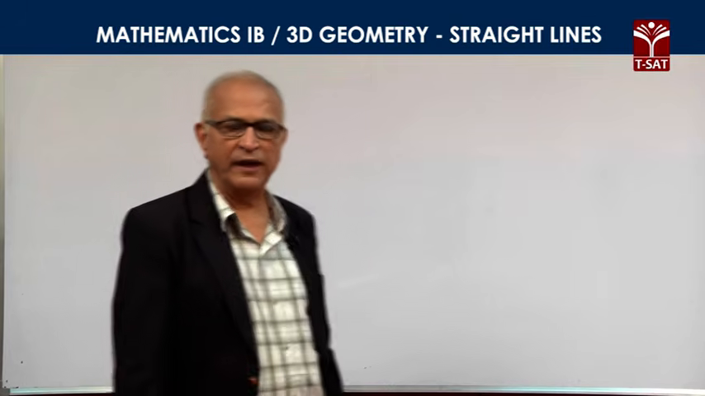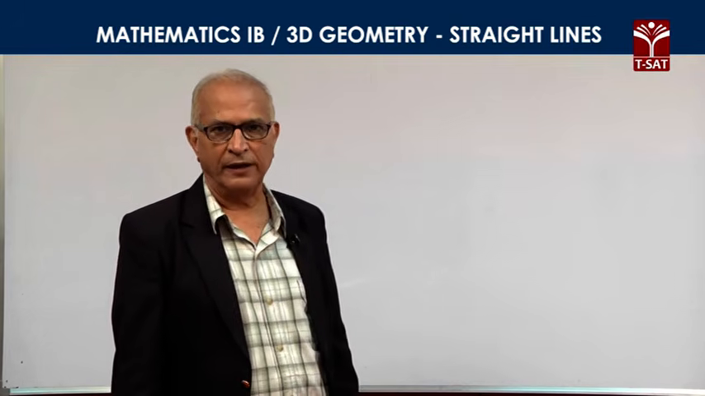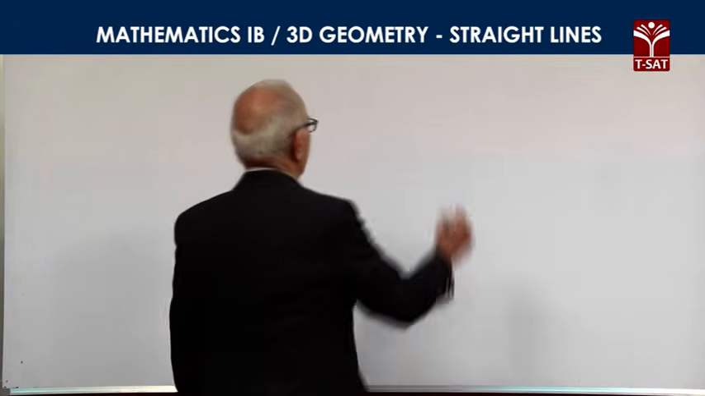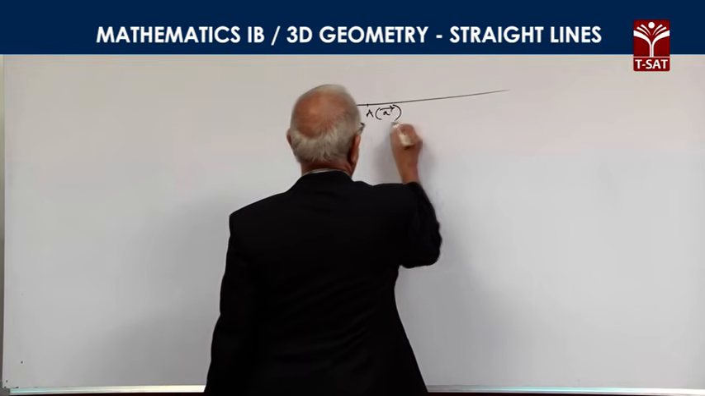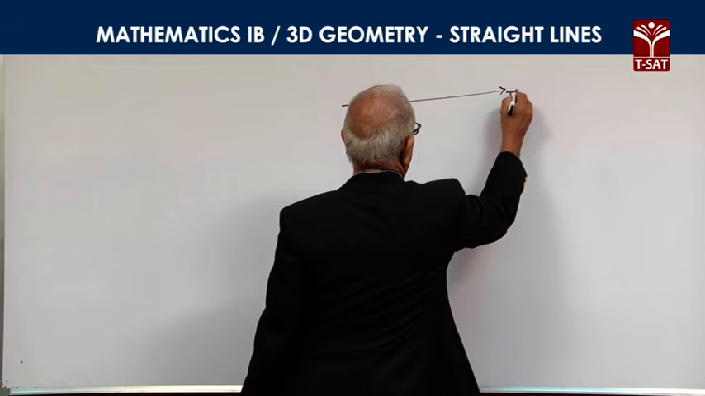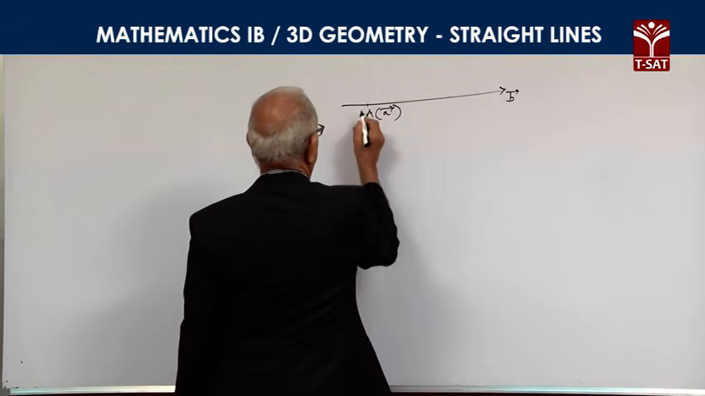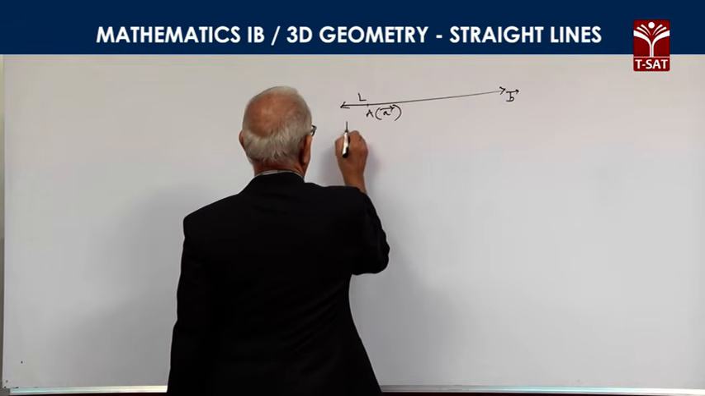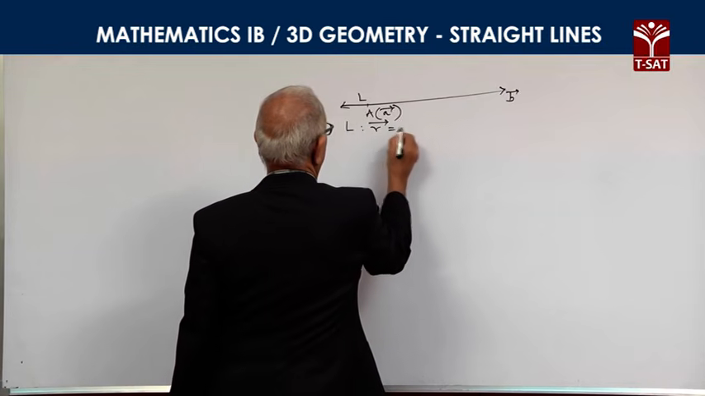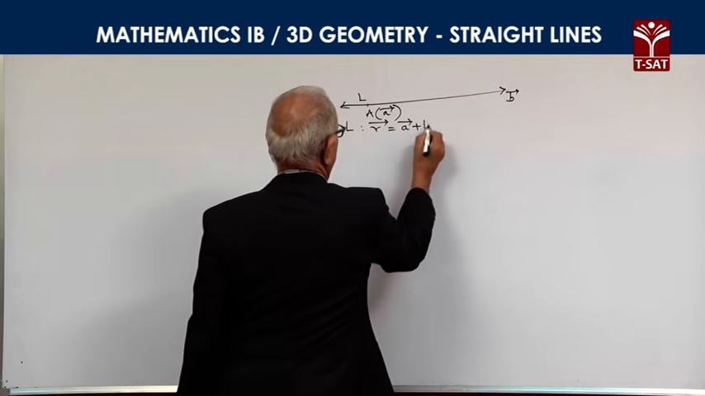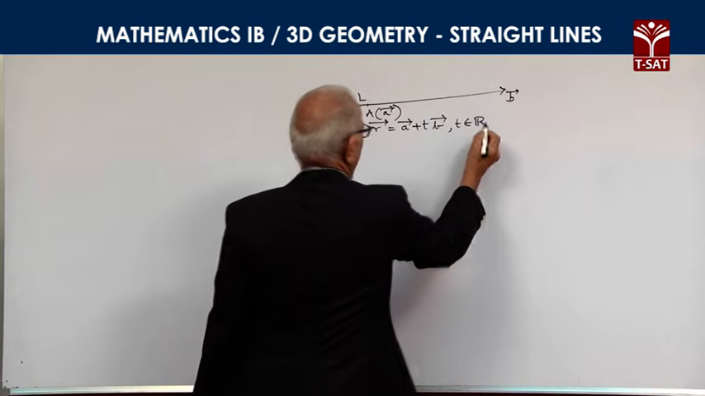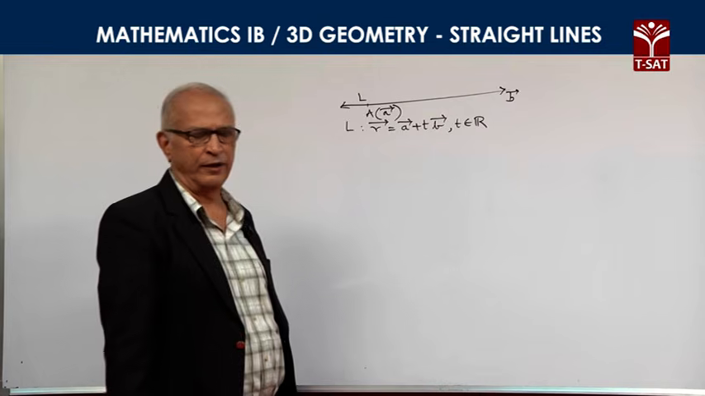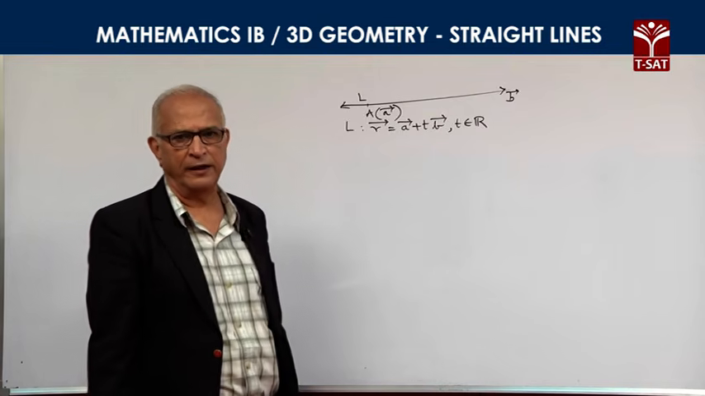In space, suppose the line passes through a point with the position vector A bar and the direction of the line is B bar, parallel to B bar. Then the equation of L is R bar equal to A bar plus t B bar, where t is a real number. So this is the vector equation of the straight line passing through the point A bar and parallel to the direction of B bar.